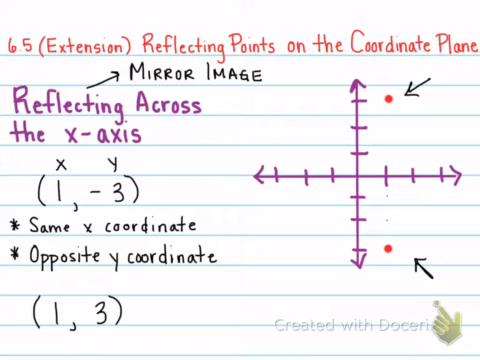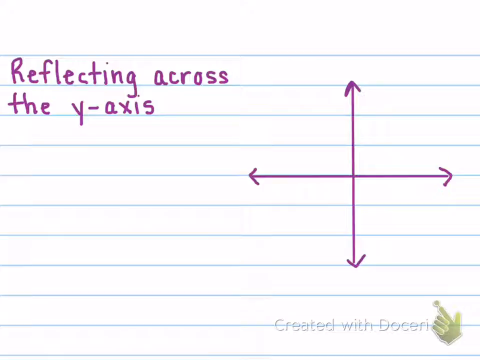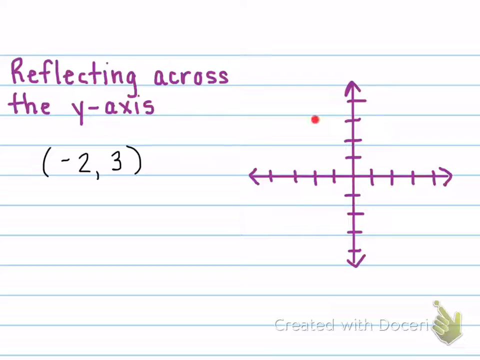You could do the same thing with the y-axis. So if I want you to reflect across the y-axis, we are first going to plot our given point. In this one, let's look at -2, 3. Okay, we're going to plot that one first. -2 is your x value. That takes you 2 to the left. +3 is your y value. That takes you up 3. So we're at -2, 3.